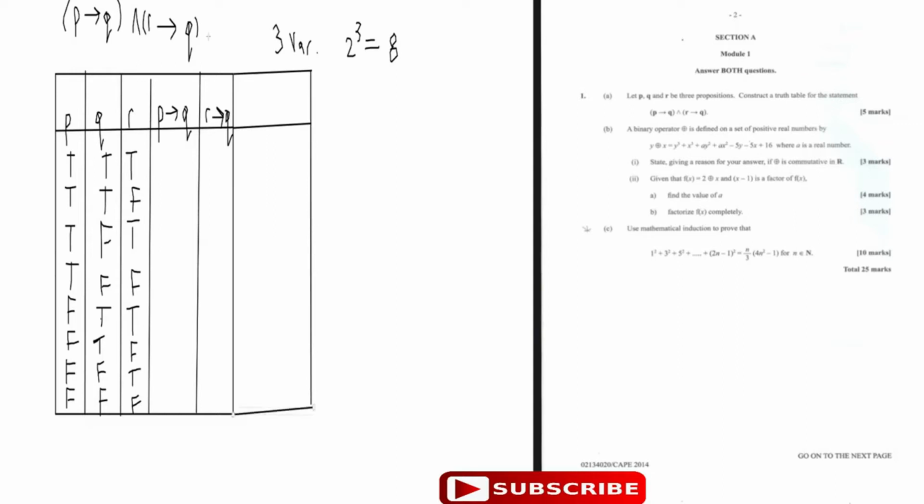Now P implies Q, let's put the results in red. P implies Q is false only when P is true but Q is false. So you're going to look for when P is true but Q is false. That's somewhere right here. P is true and Q is false. Here as well, P is true and Q is false. So these are the only two times when P implies Q is going to be false. Everywhere else it is true.